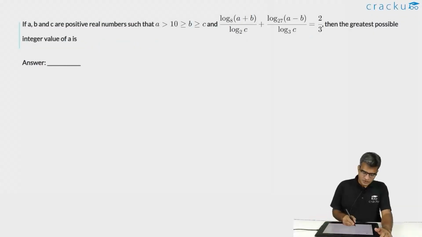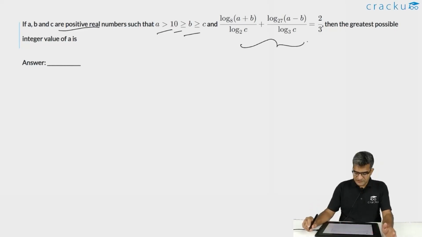In this question, we are told that a is greater than 10, while b is greater than or equal to c, and both b and c are less than or equal to 10. We are told that all of them are positive real numbers, and we are given one equation in a, b, and c. We are asked to find out the greatest possible integer value of a.